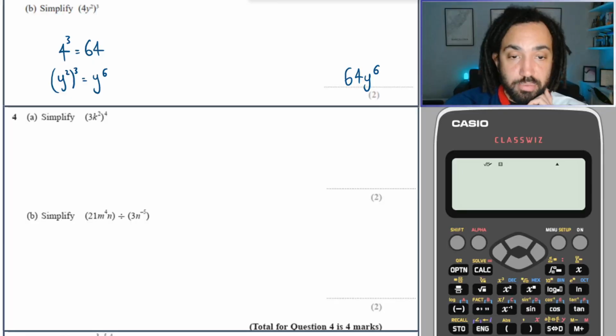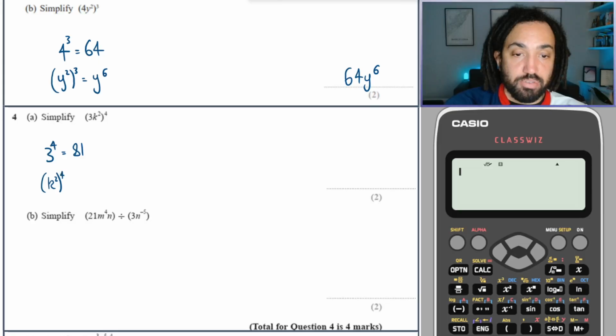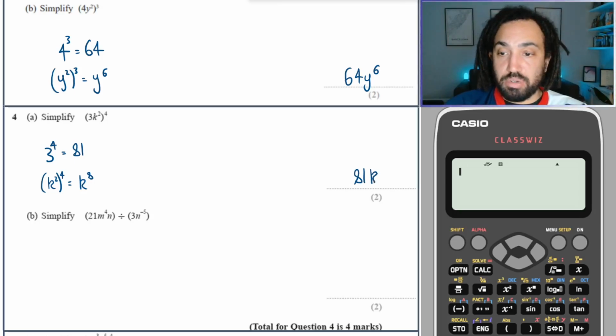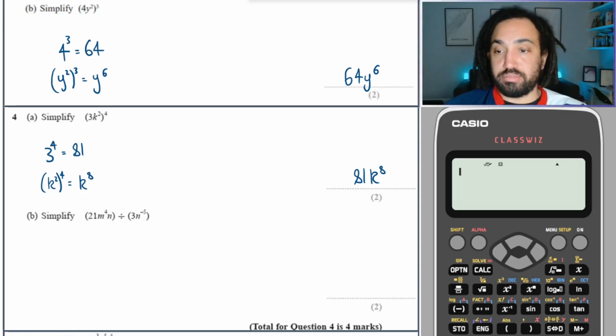Okay, here we do the same thing. We raise 3, the numerical part, to the power 4, which gives me 81. And then we do k squared to the power 4 as well, which gives me k to the 8. So we multiply powers when we get that bracket situation. And that's 81k to the 8.